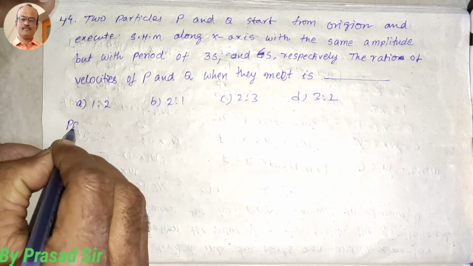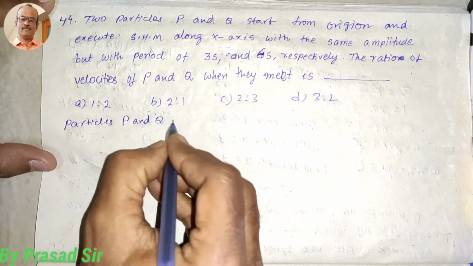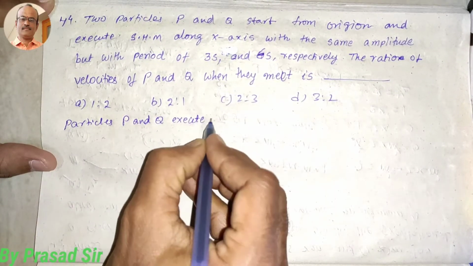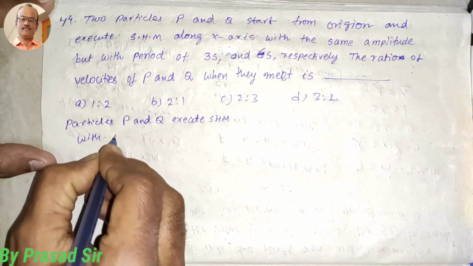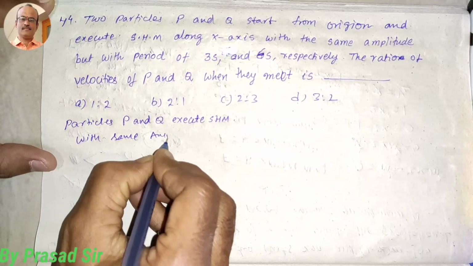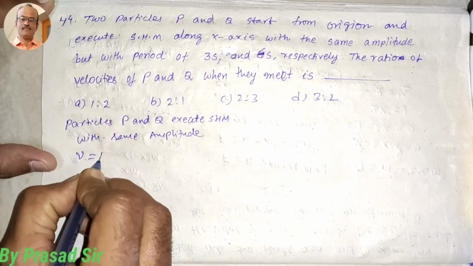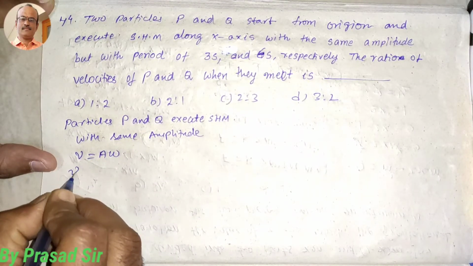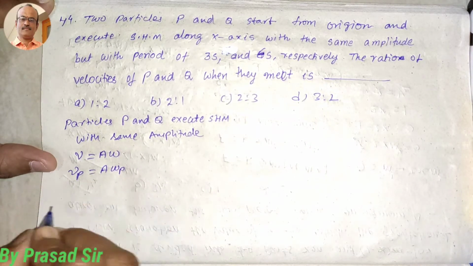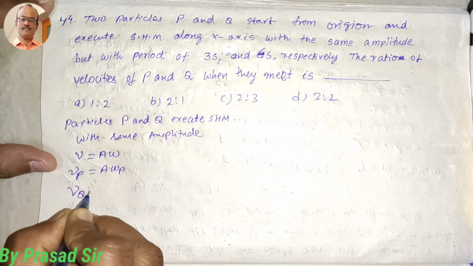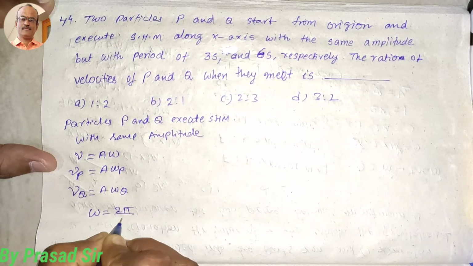Two particles P and Q execute simple harmonic motion with the same amplitude. In simple harmonic motion, velocity is equal to a omega. So I will take the velocity of particle P as a omega P, and the velocity of Q as a omega Q. But actually omega is equal to 2 pi by T.